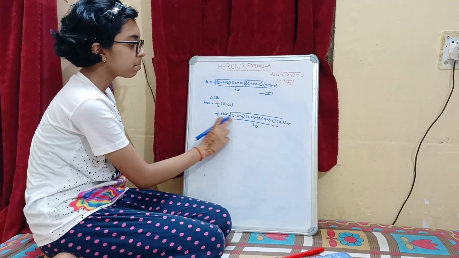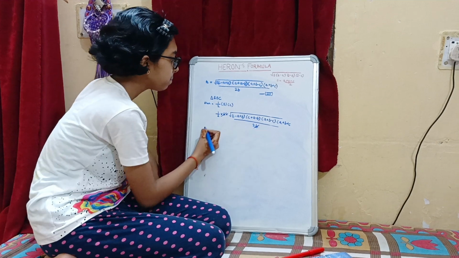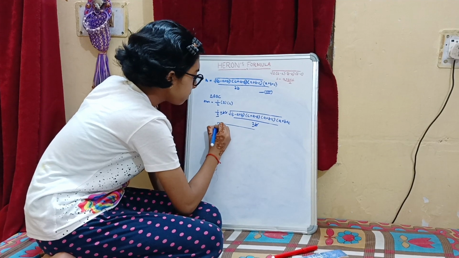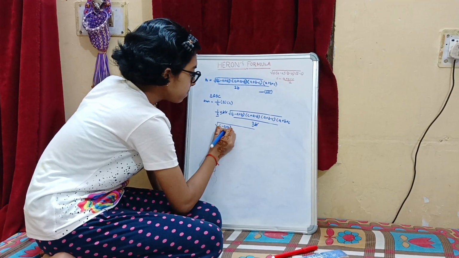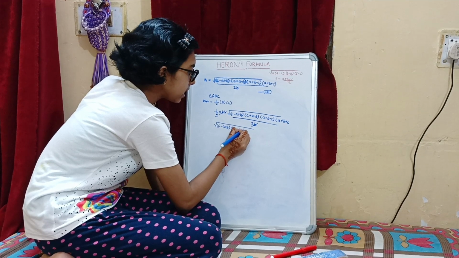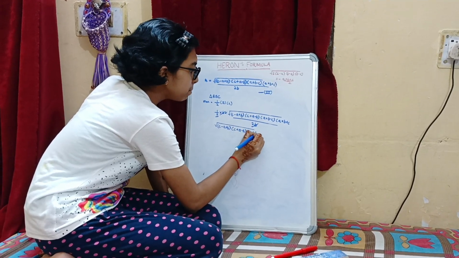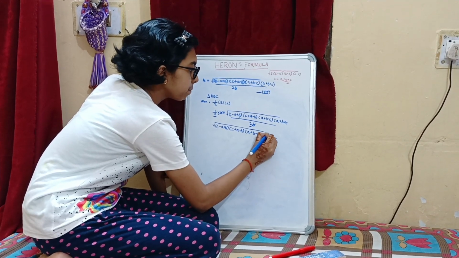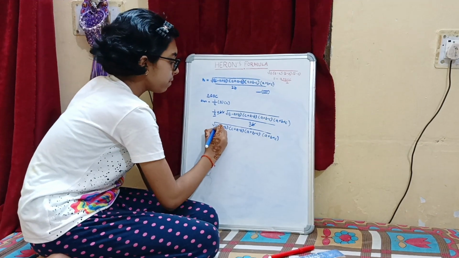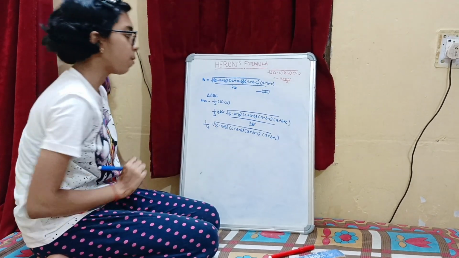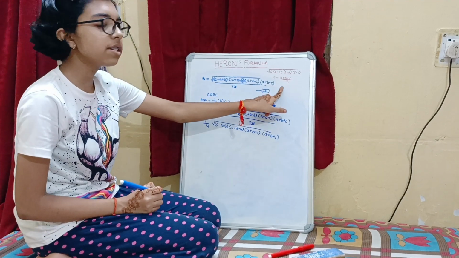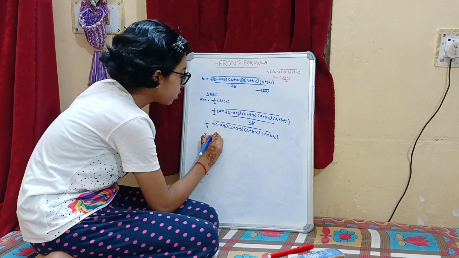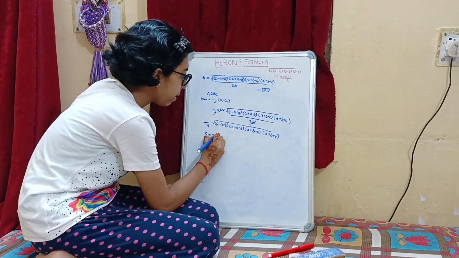As you can see, here is b and here is also b. It will be cancelled and the denominator 2 will be multiplied with each other. So it will become (c minus a plus b)(c plus a minus b)(a plus b minus c)(a plus b plus c) whole divided by 4. We will write it 1 by 4. Now as we know that s is equal to a plus b plus c by 2.